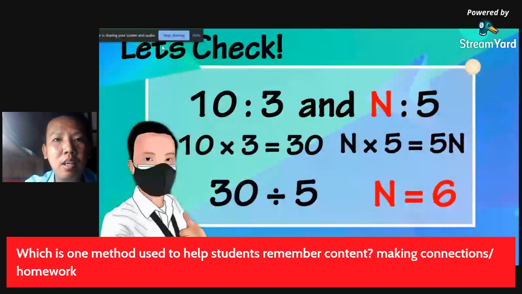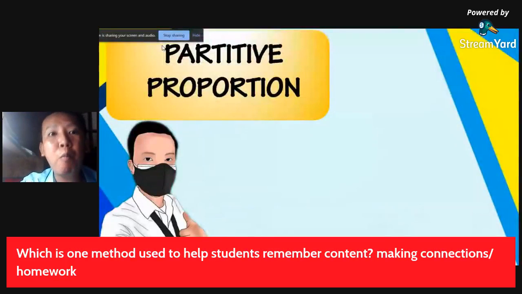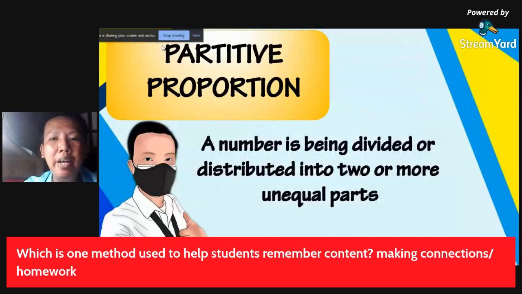Now, let's continue with partitive proportion. So what is partitive proportion? This is the last kind of proportion. In partitive proportion, a number is being divided or distributed into two or more unequal parts. So that is partitive proportion.